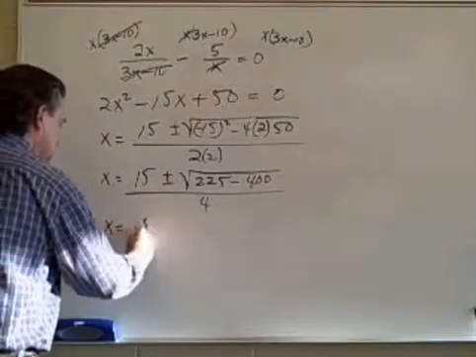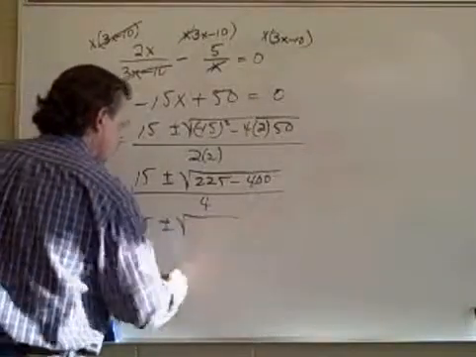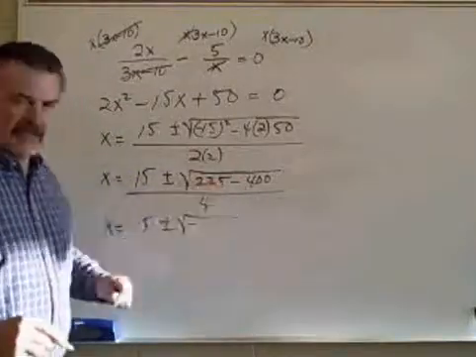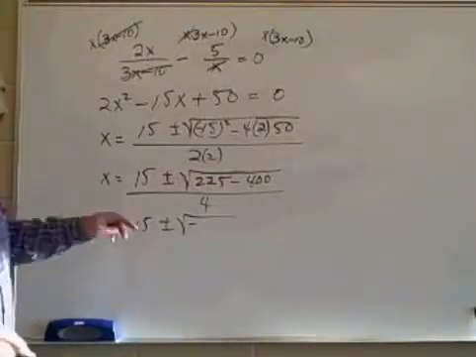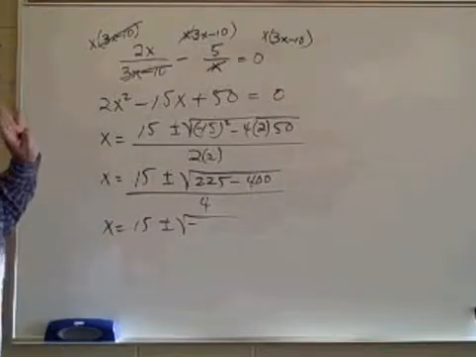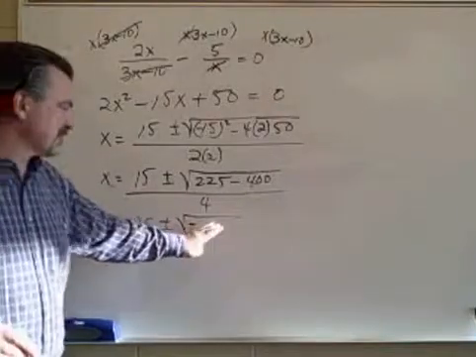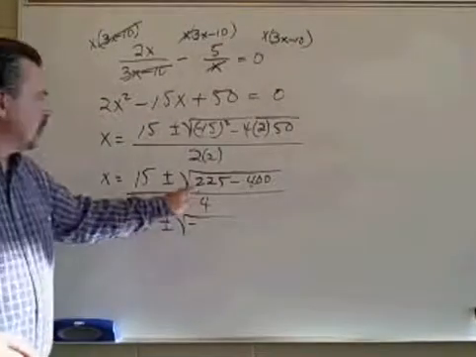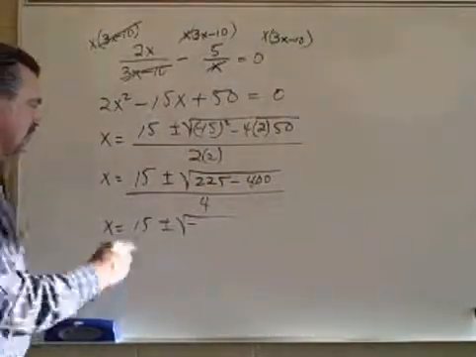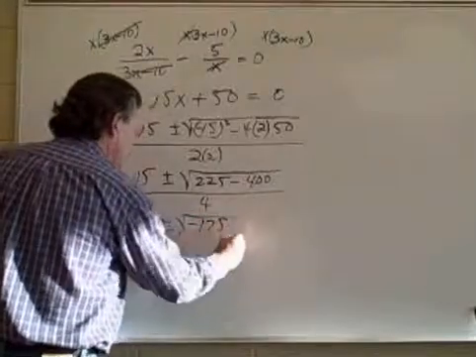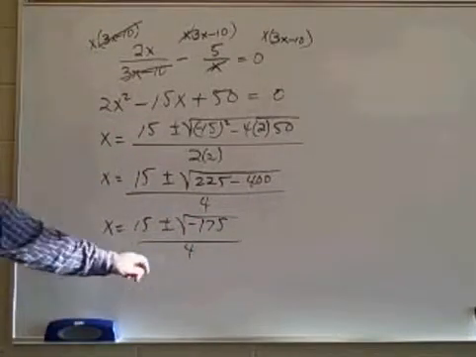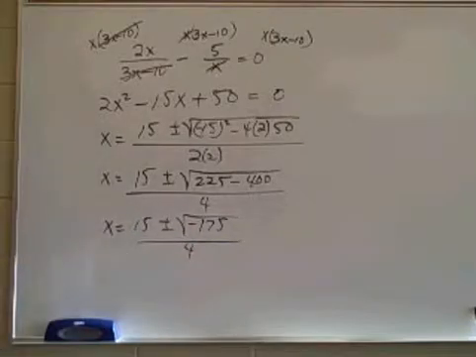So x equals 15 plus or minus the square root of, we have a negative radicand, don't we? The negative radicand tells us we are in the complex number system, of which this is going to be our imaginary number part. So 225 minus 400, that's negative 175, all of that over 4. Now we should try to see if we can simplify the square root of negative 175.